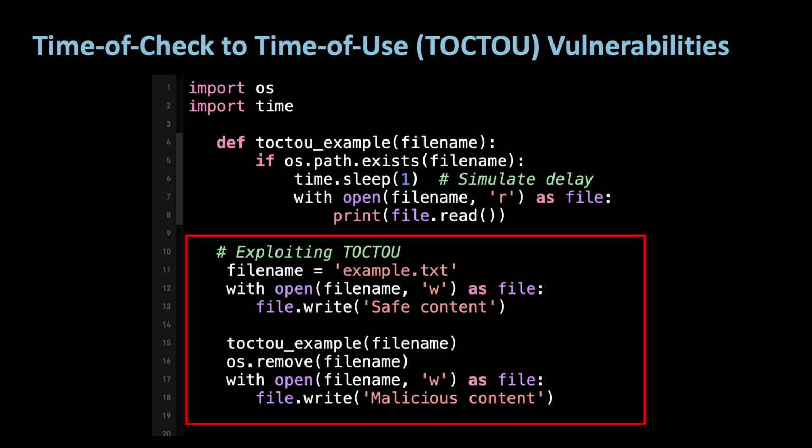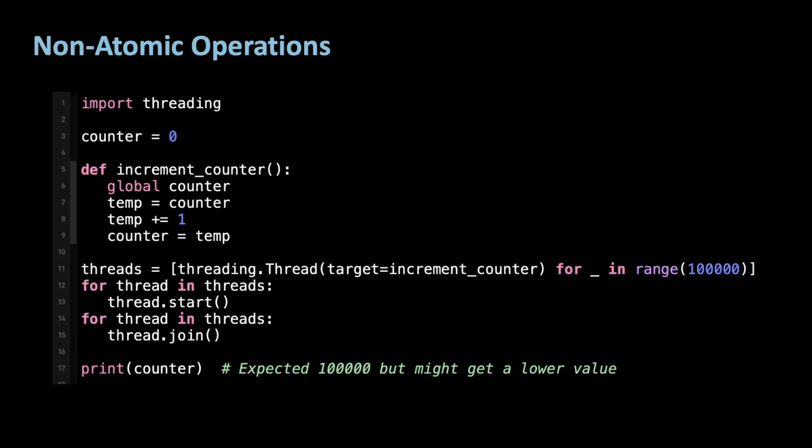Atomic or non-atomic operations, rather. Operations that need to be completed as a single, indivisible step can lead to race conditions if they are interrupted or if interleaved execution occurs.